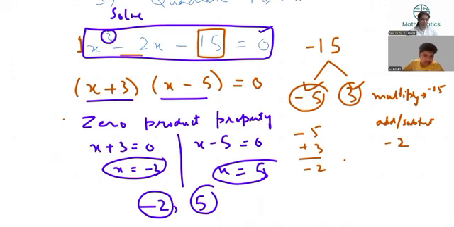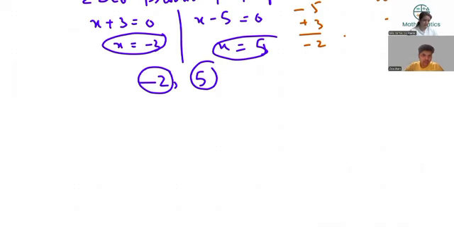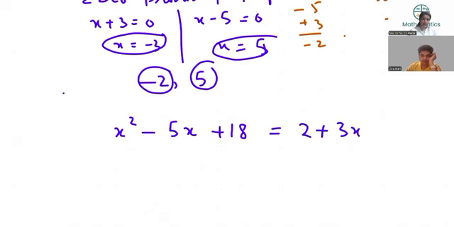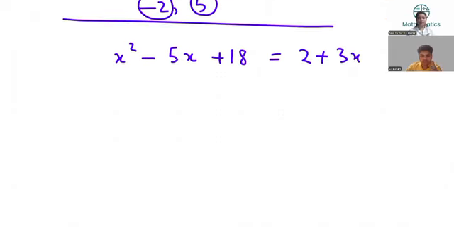Can you write on the whiteboard? Do you have a pen to write? I do. Okay, I will just give you one question. Now I want you to do this: x square minus 5x plus 18 equals 2 plus 3x. I will help you a little bit. In the first step, you take everything to the right hand side and simplify it first.